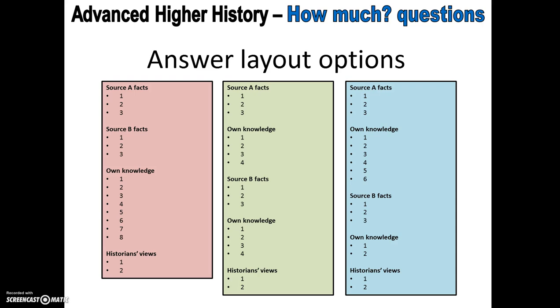The key point to take from this is very simple. There is a maximum of 3 marks available for interpreting each source, then the 8 points from your own knowledge can be divided up as you wish. There are, in all cases, 2 opportunities to discuss historians' views.